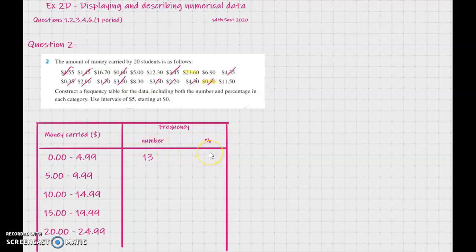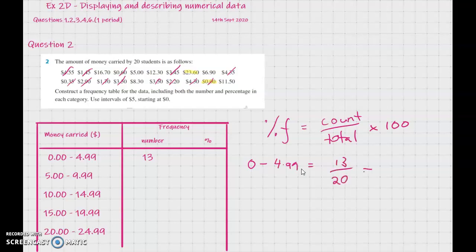Now we need to find a percentage frequency, remembering that 20 students were asked. To work out a percentage frequency, we take the count, which is 13, we divide it by the total, which is all the kids, and multiply it by 100. So for 0 to $4.99, it's going to be 13 divided by 20 times 100, which is 65%.